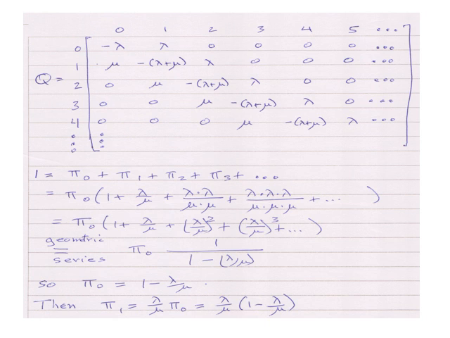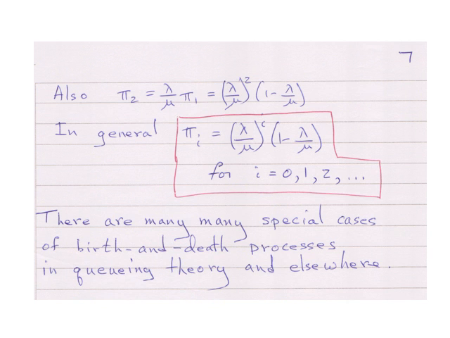And once we've got pi 0, we can get pi 1, pi 2. We can get everything in terms of pi 0. Pi 1 is lambda over mu times pi 0. So we just get this kind of expression. And similarly, we can get pi 2 in terms of pi 1 and pi 1 in terms of pi 0. So we're going to end up getting lambda over mu squared times 1 minus lambda over mu. And in general, pi sub i is equal to lambda over mu to the i times 1 minus lambda over mu.